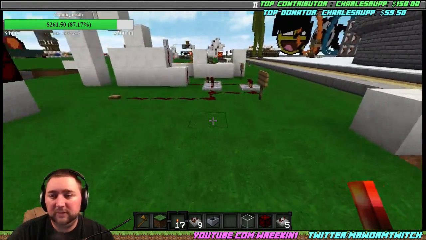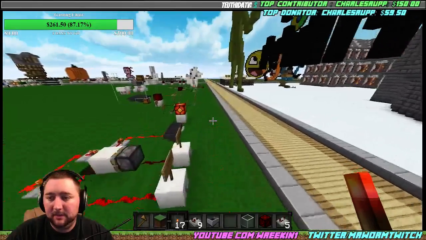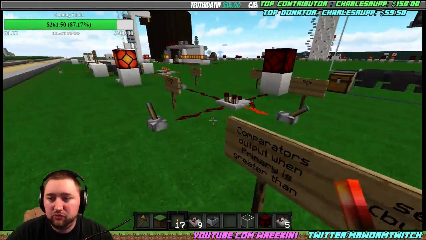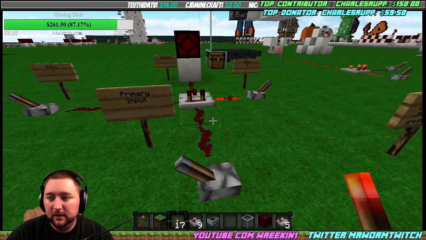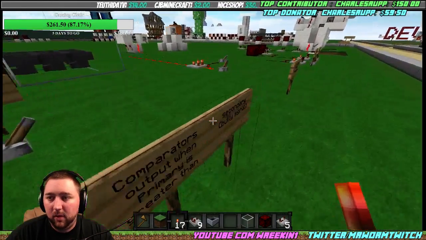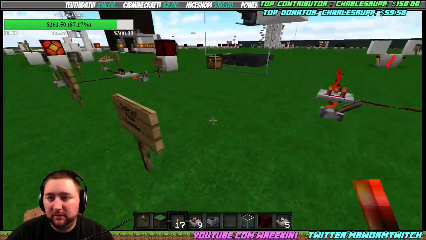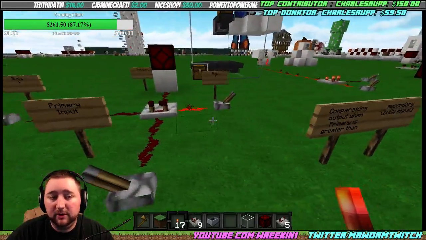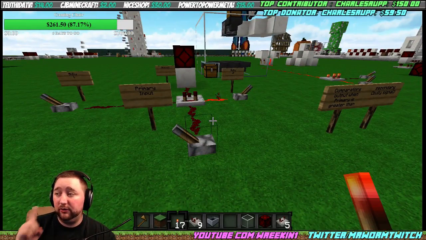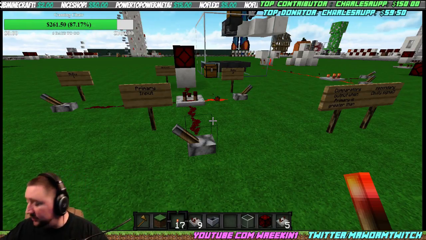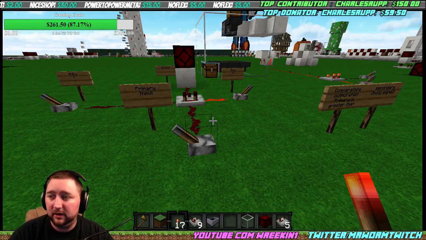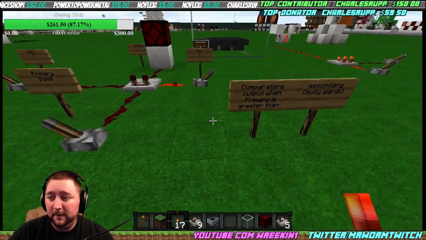Comparator subtract mode, says Bob. Here's a comparator on subtract mode. Are you sure? No, you know what? If I'm going to do comparator subtract mode, I'm going to do comparators first, because most people who think they understand comparators don't actually understand comparators. So I'm going to do that first.